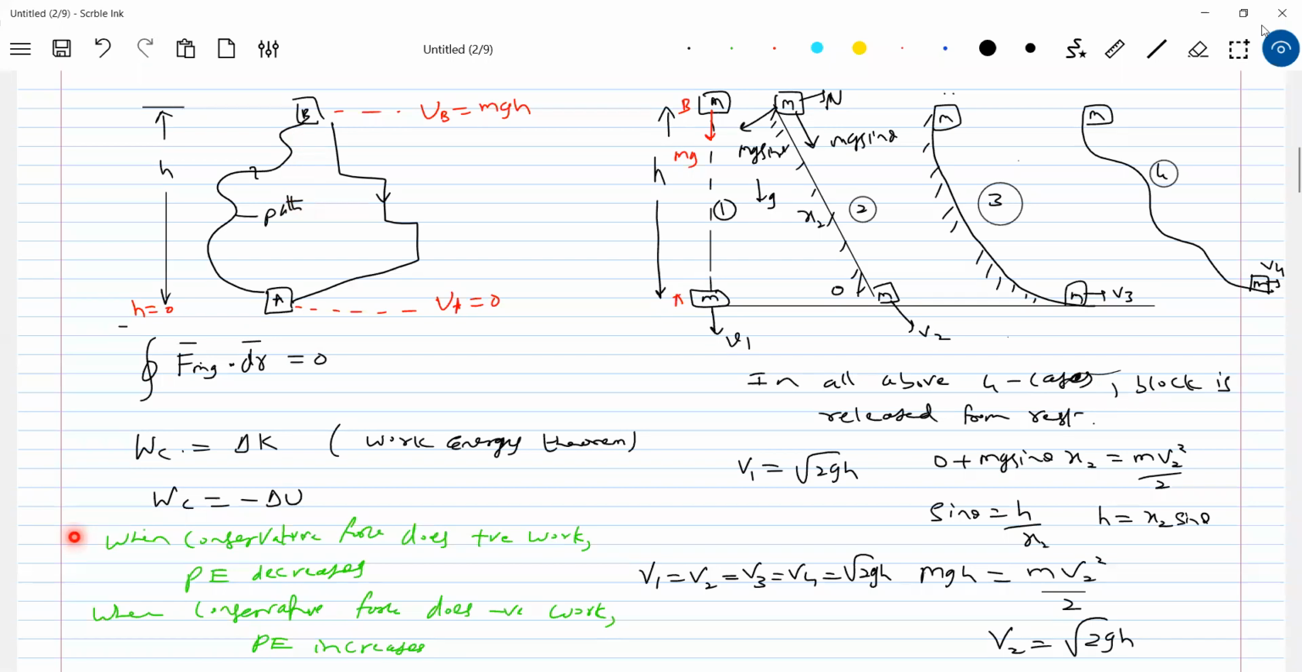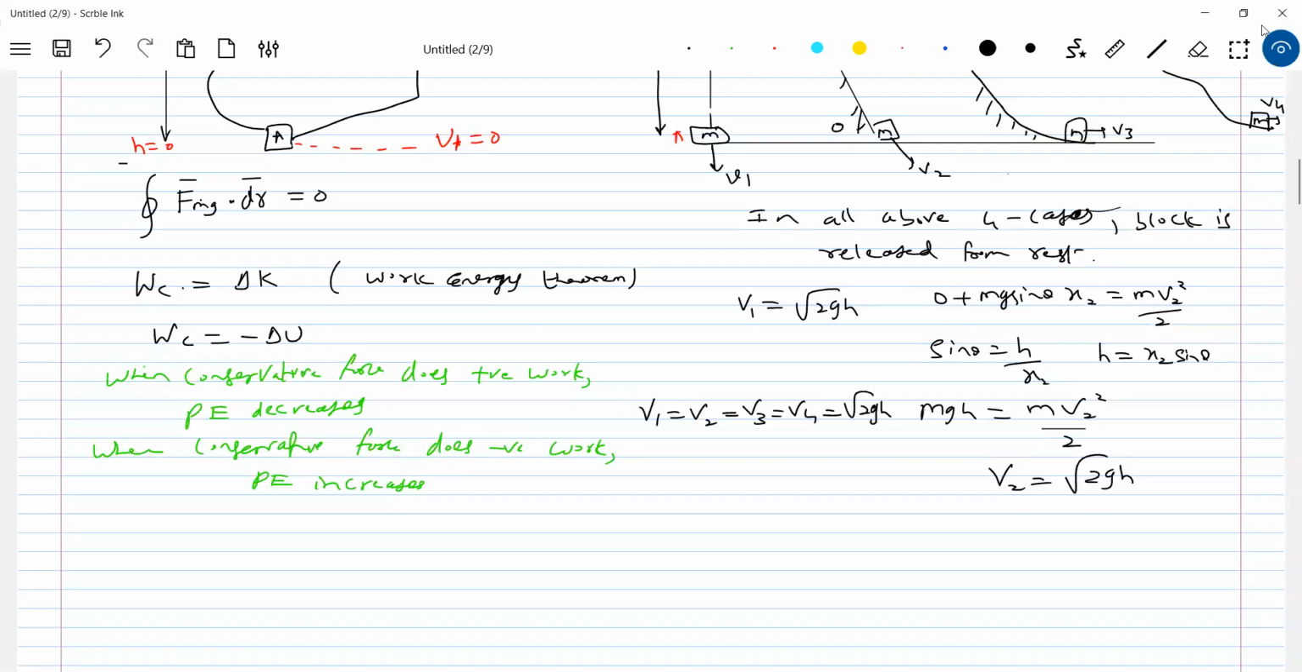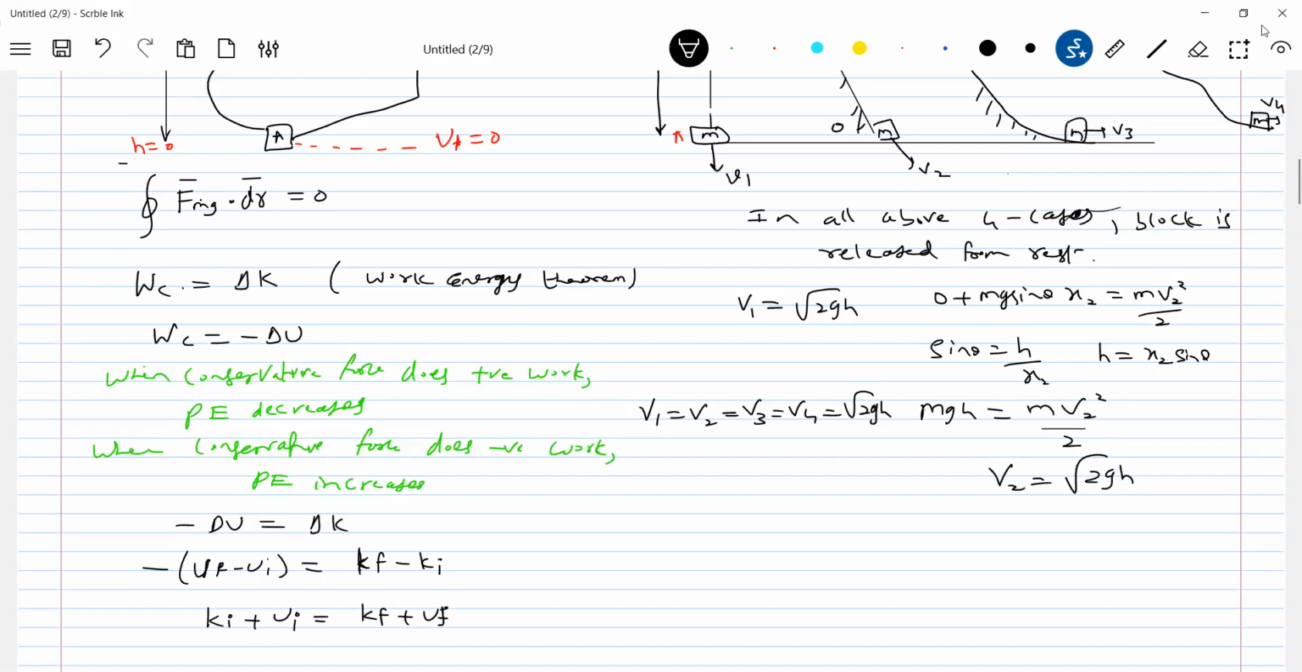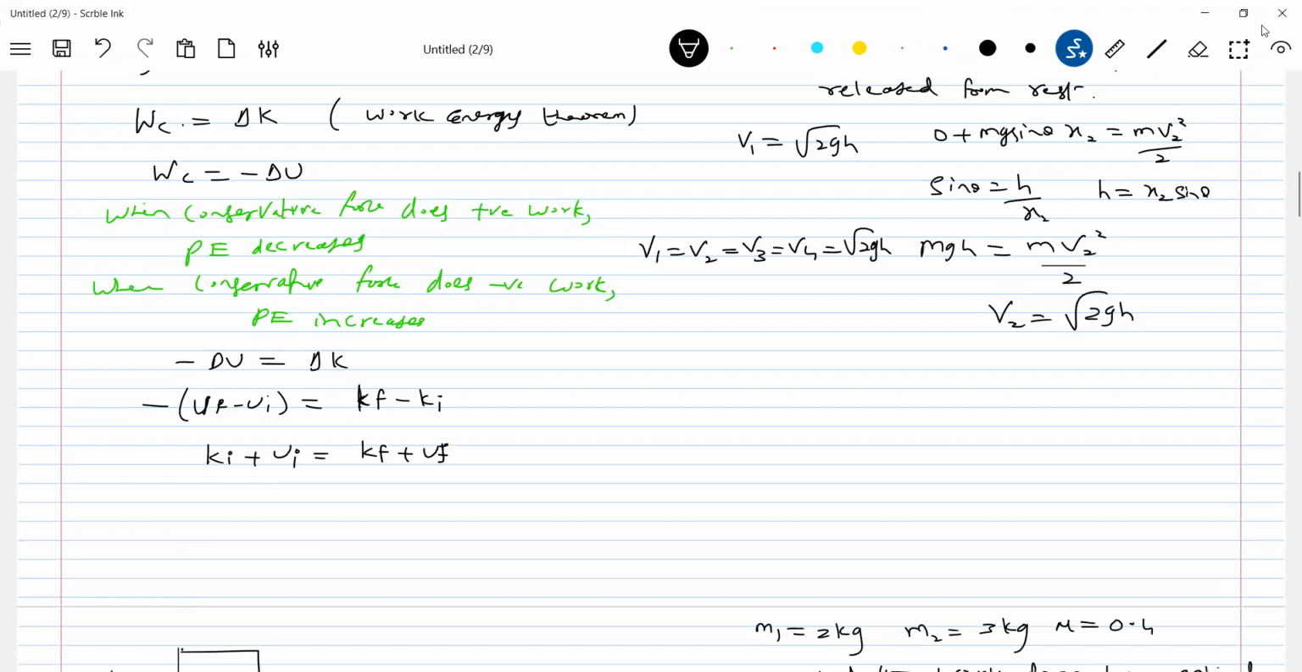Okay, got this one. Now let me equate 1 and 2. These two equations I'm going to equate here. So with this, what I'm getting is minus delta U equal to delta K. What do you mean by delta U? Final minus initial. Delta K means Kf minus Ki. So this should be Ki plus Ui equals Kf plus Uf. What is Ki plus Ui? Sum of potential plus kinetic energy should be mechanical energy.